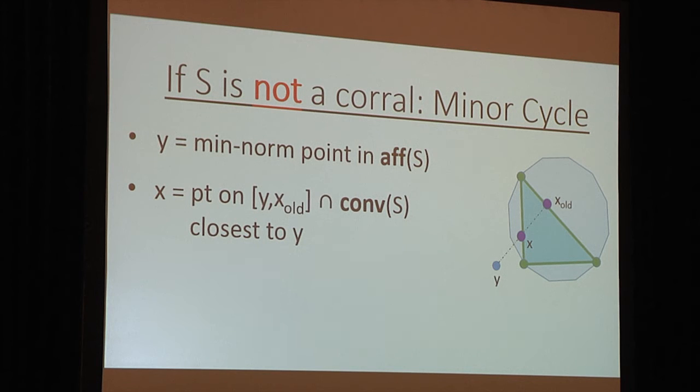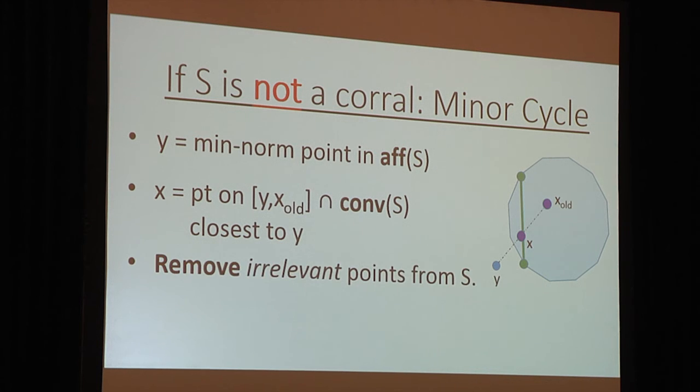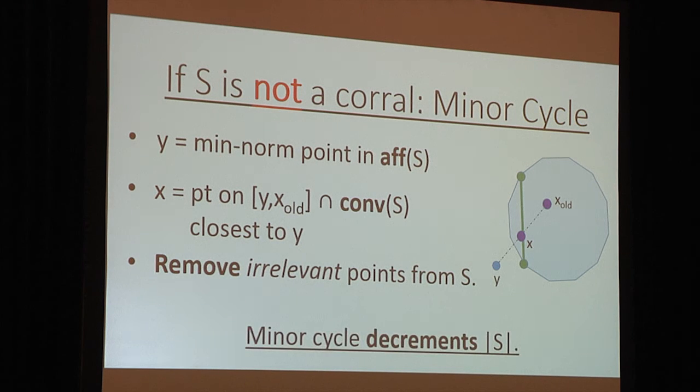One intuition for why this is done: y is the minimum norm point, x is the current iterate, and as I move towards y, I will decrease the norm. So all these steps are decreasing the norm continually. Once I do that, since I'm at the boundary of the convex hull, the current point x can be expressed as a convex combination of the points in S where some of the coefficients become 0. For instance, in that picture, I don't need the rightmost green point to describe this new point x. It's just the convex combination of the other two points. So at this point, it removes these irrelevant points from the set S. This finishes the minor cycle, and the minor cycle decrements the size of S.